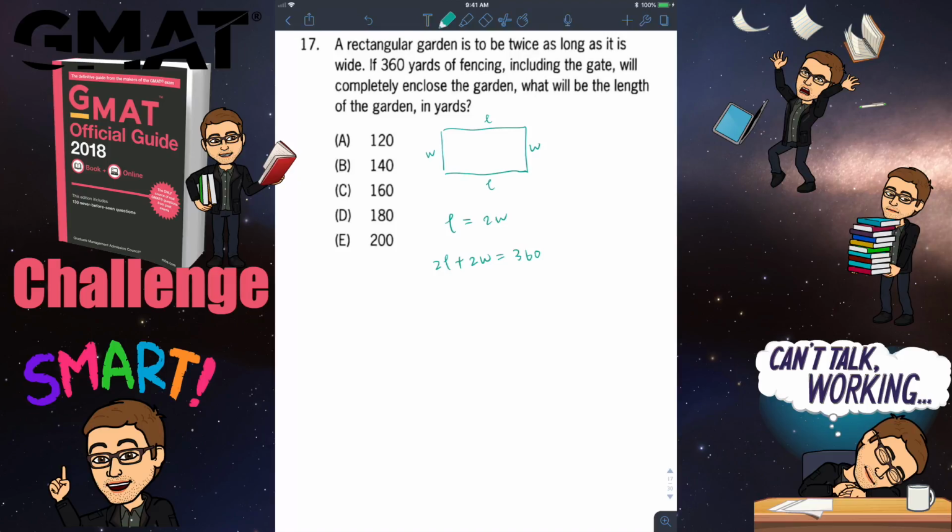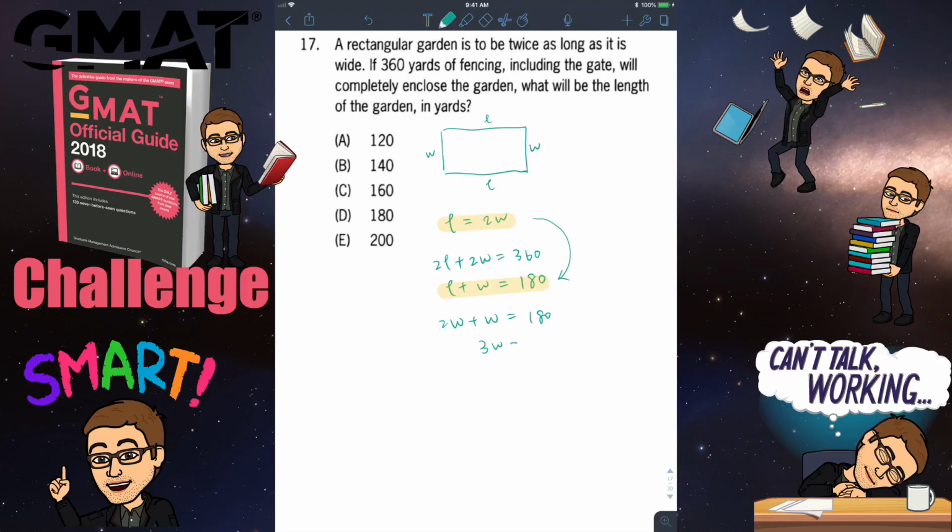And of course, I could divide both sides of this equation by 2, so we get L plus W is simply 180. Now let's look at these 2 equations: L is 2 times W, and L plus W is 180. I think you don't even need to calculate, and you should be realizing that L is actually 120. If you do want to calculate, all you need to do is plug the expression of L into this equation.